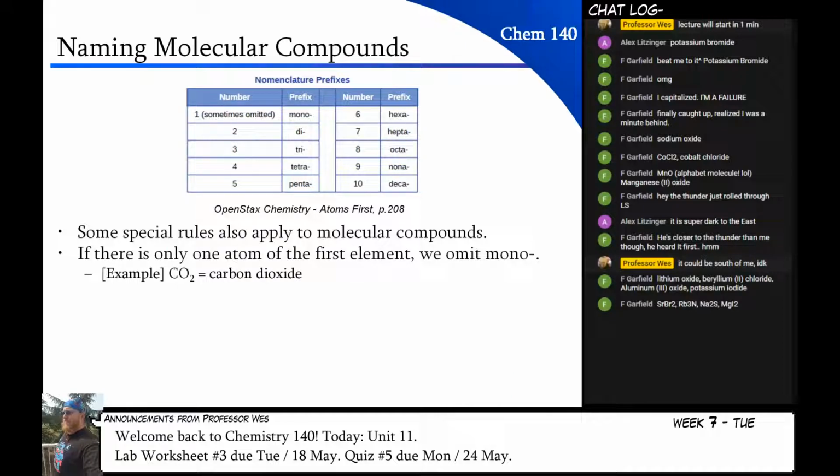So for instance, in CO2, we would call this carbon dioxide. We would not call it monocarbon dioxide. You do not use mono on the first element, only on the second element. So if we had CO, that would be carbon monoxide.